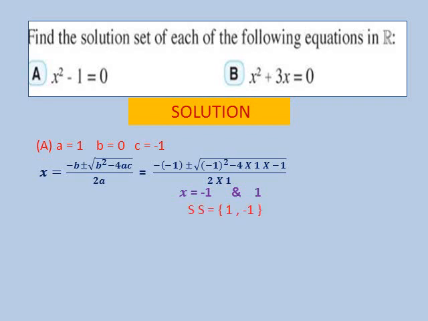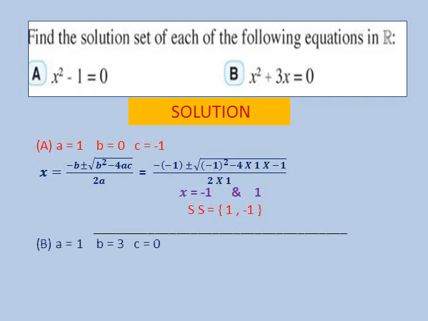B. Who can determine the value of A, B, and C? A equals 1, B equals 3, C equals 0. Be careful about determining the values of A, B and C.